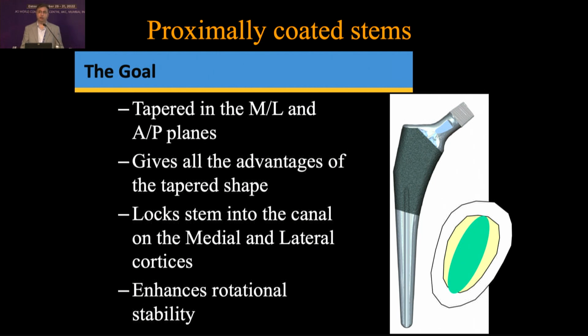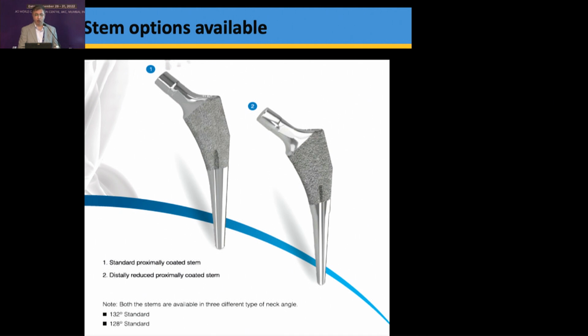So the proximally coated stems act a little differently compared to the fully coated stems because they are tapered in the ML and the AP planes. They give you all the advantages of a tapered shape. They lock into the canal in the medial and lateral cortices, and they too enhance the rotational stability. And you have the options over here.